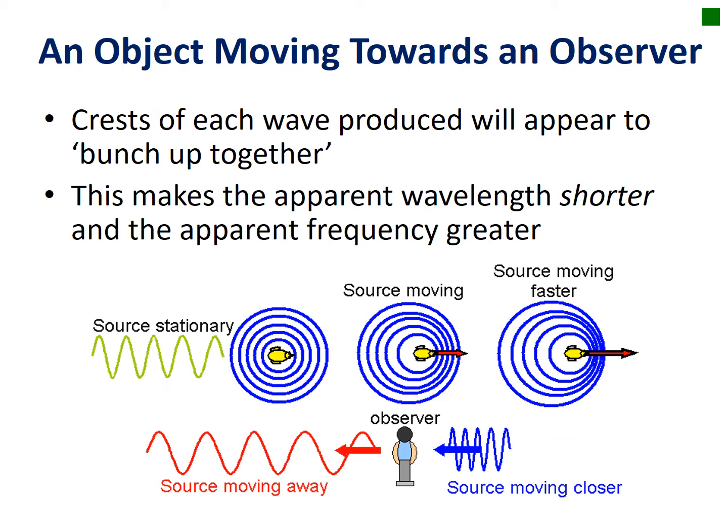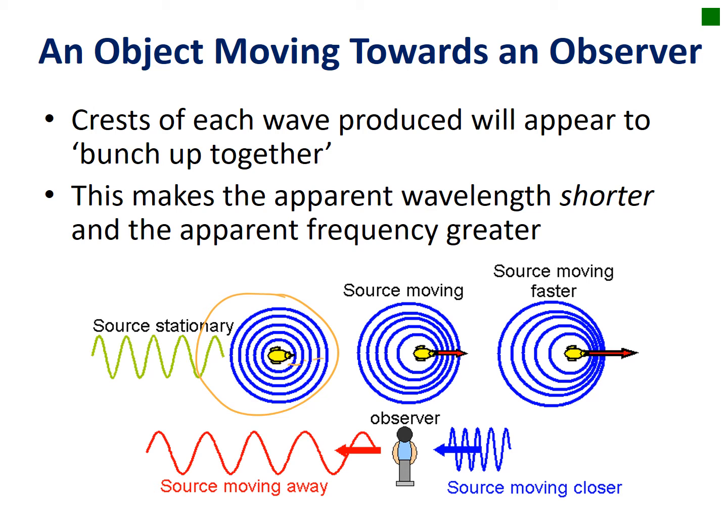All right, an object moving towards an observer. What we're going to do is show it, and what happens is the waves bunch up. If this is your little siren, and each blue ring represents a sound wave that it's releasing, then notice that when the source is standing still, the distance between the waves is the same.